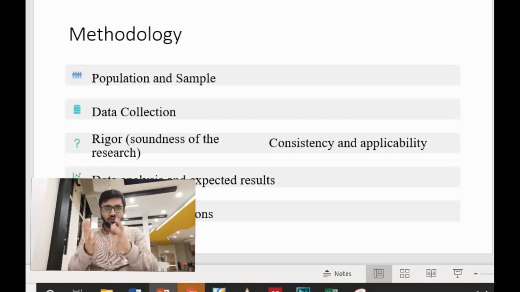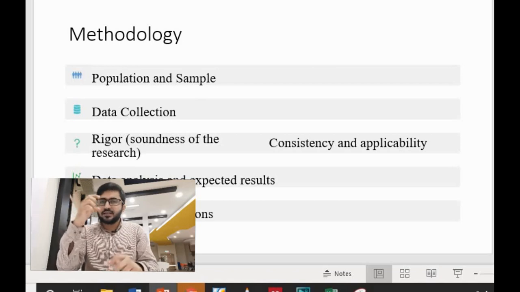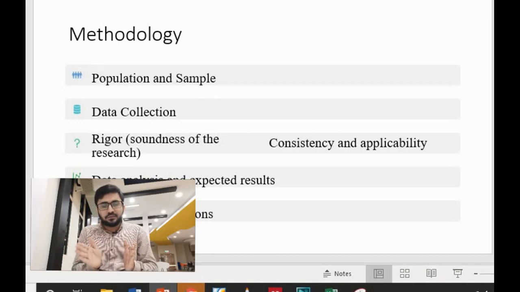Okay, coming towards the methodology. Now, methodology, I will keep it very simple. I suppose you are in the proposal writing stage. The first thing you must understand is the population and sample. Let us say you selected the telecom companies. Now your population can be the employees of the telecom companies, the users of the telecom companies, or the experts of the telecom companies. So you have to select your sample.